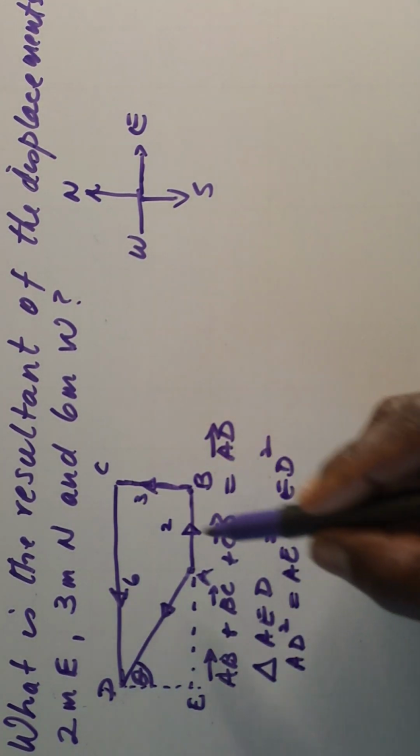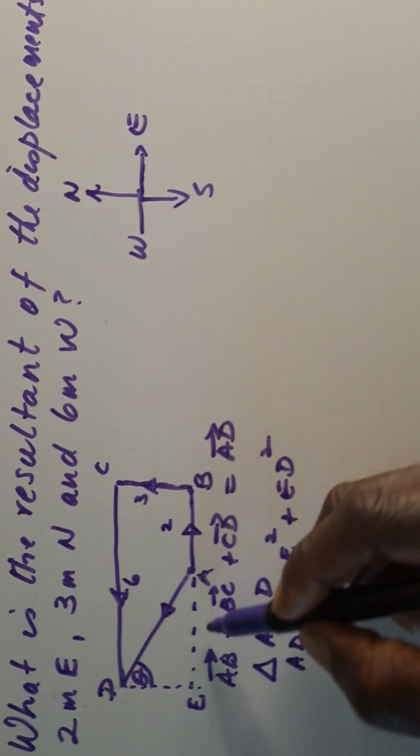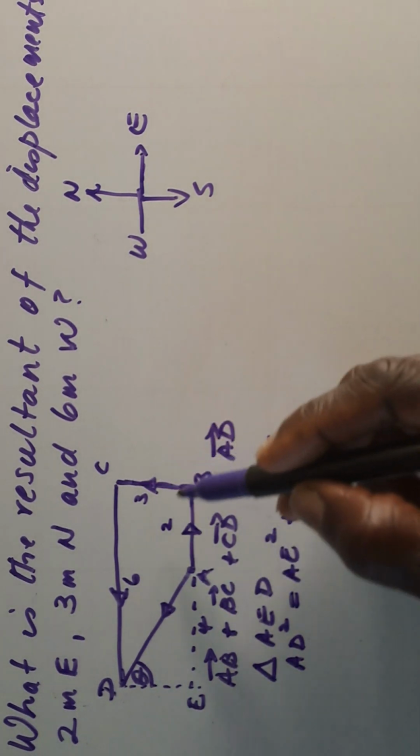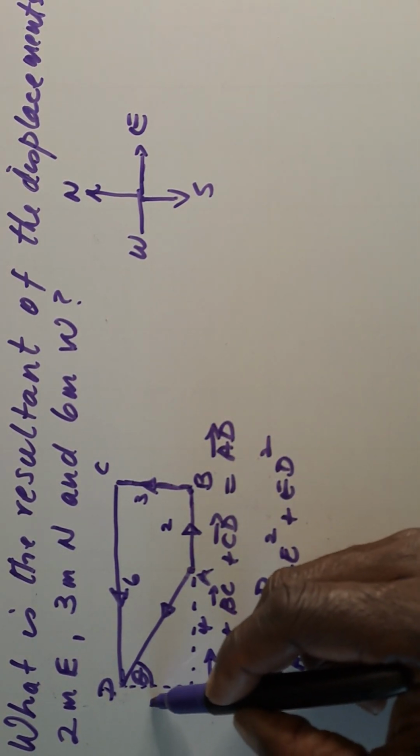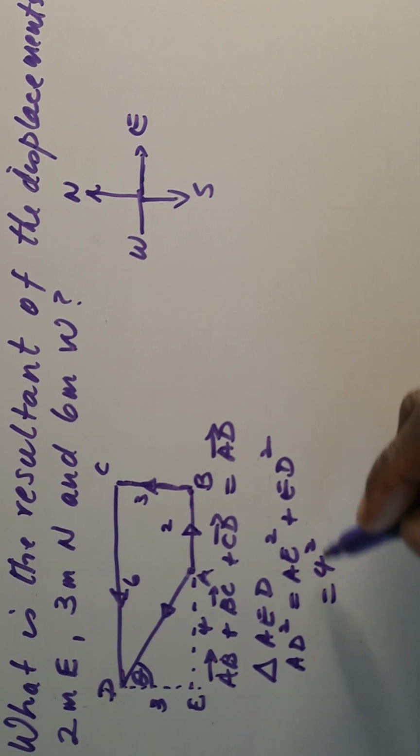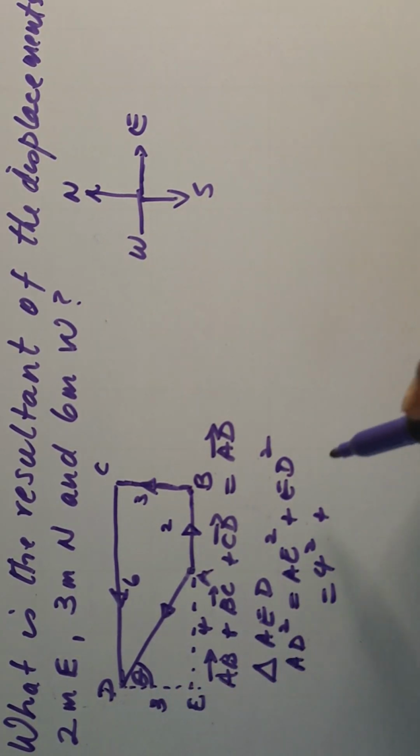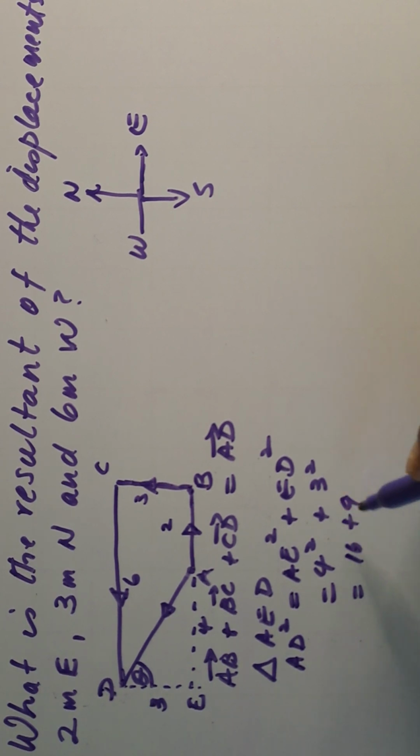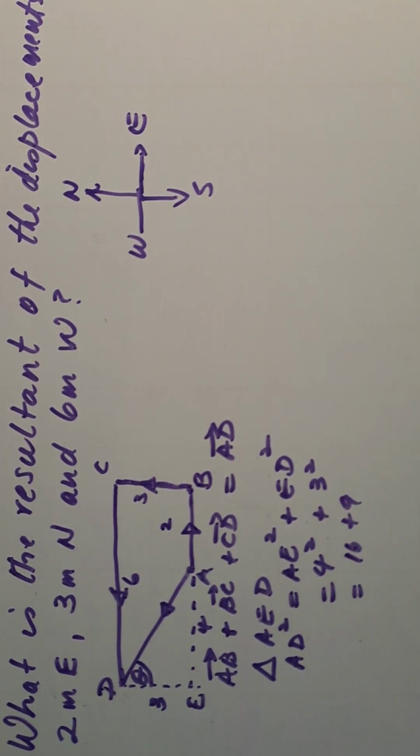So if this is 6 and this is 2, then this is actually 4. And we have that this height is also, or this distance is also 3. So if we look at AE squared, which is 4 squared added to 3 squared, gives us 16 add 9, and AD squared is equal to 25, so AD is equal to 5.